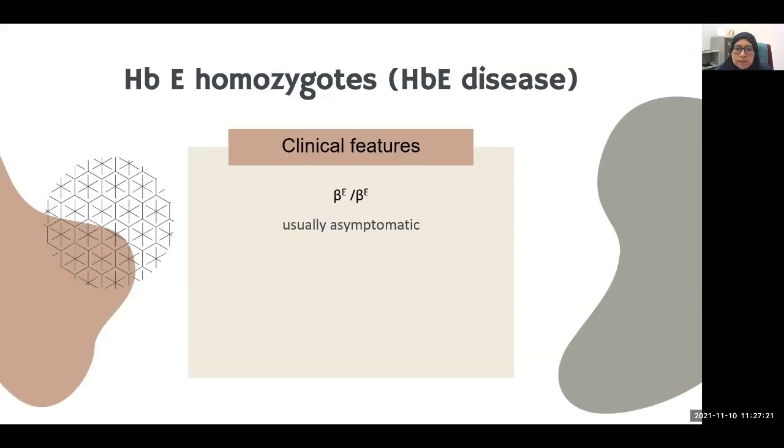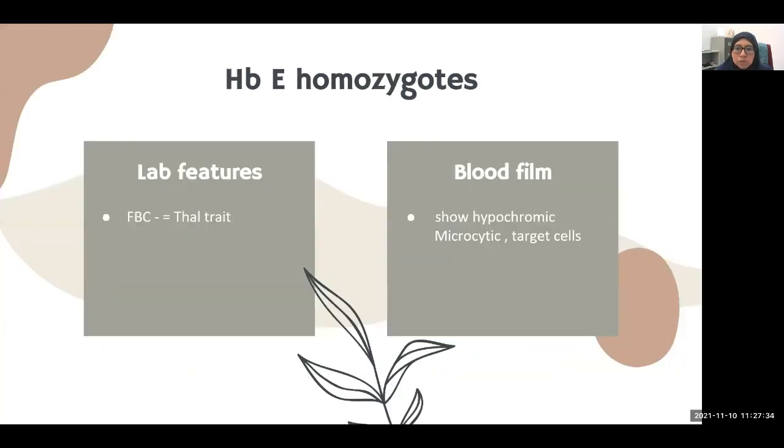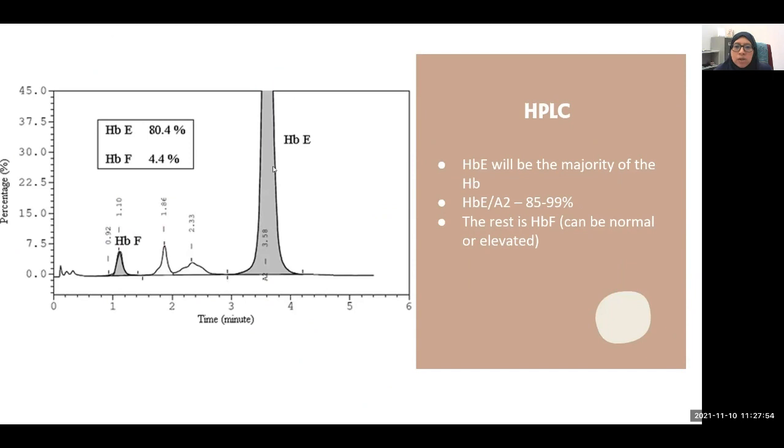Okay, HbE homozygous happens when both alleles are HbE, meaning that both parents contributed one HbE allele to their child. But having said that, they are usually asymptomatic also. The lab features will usually be similar to thalassemia trait, in which they will have mild anemia, low MCV, and low MCH. The blood film will show hypochromic microcytic cells and many target cells, as we have seen before. For HPLC, HbE will be the majority of the hemoglobin because they cannot produce HbA. So HbE is around 85 to 99%, and the rest will be HbF, which can be normal or elevated.